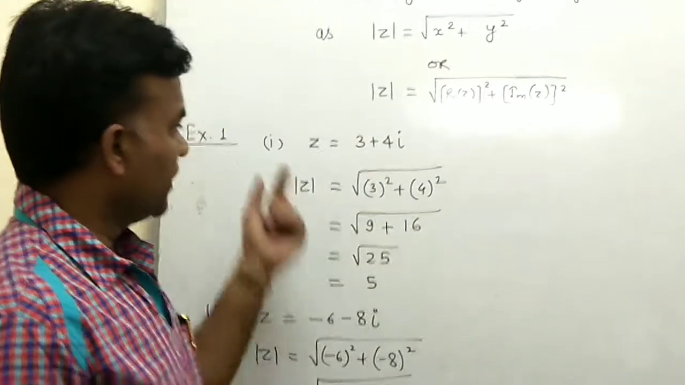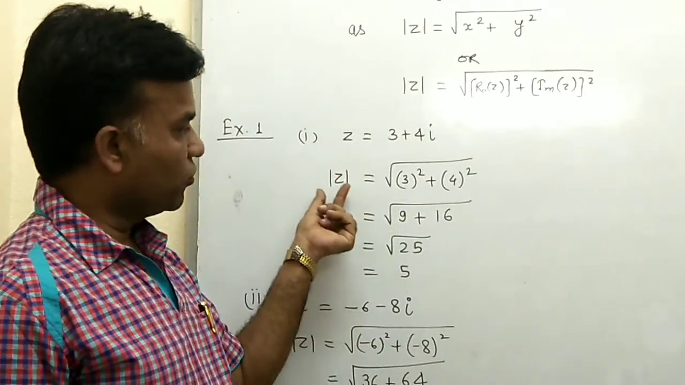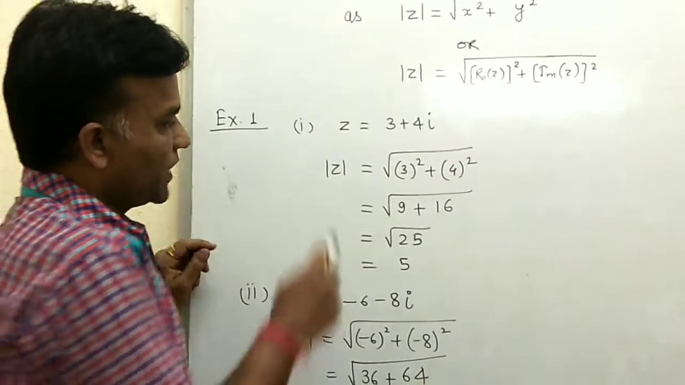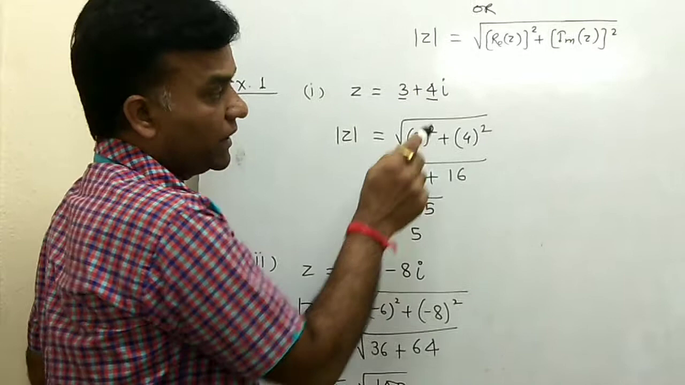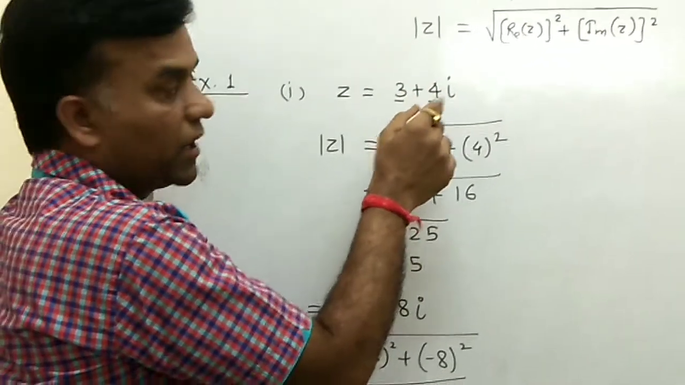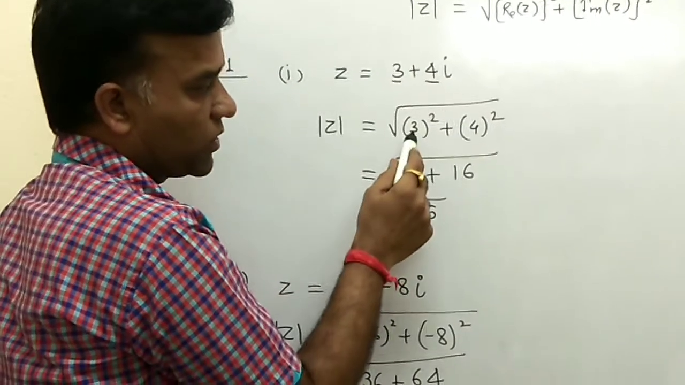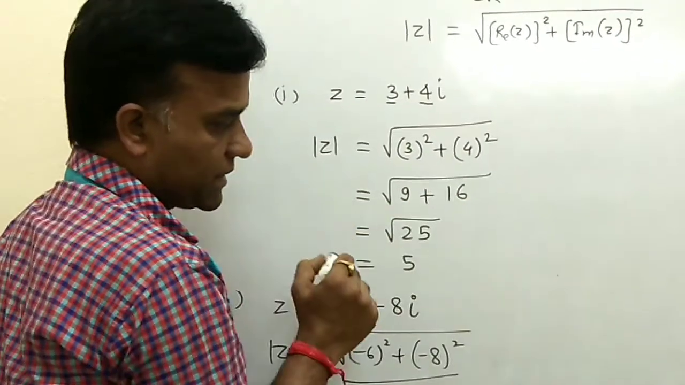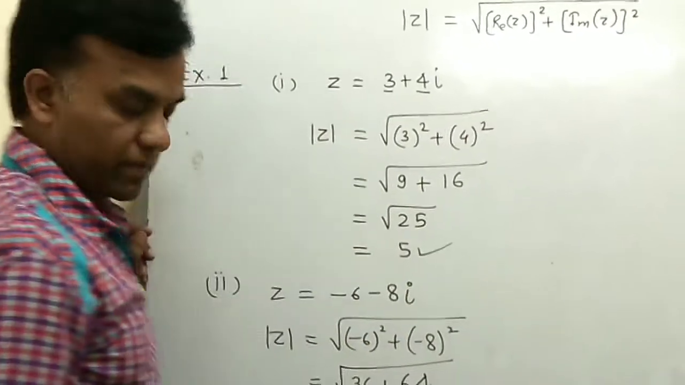Okay, for example, let's take z equal to 3 plus 4i. How do you find the modulus of z? Modulus z equal to this value squared plus this value squared, without the i only. You take the imaginary part, it means except i, and write down this value whole squared. So 3 squared is 9, 4 squared is 16, 9 plus 16 is 25, and the square root of 25 is 5.